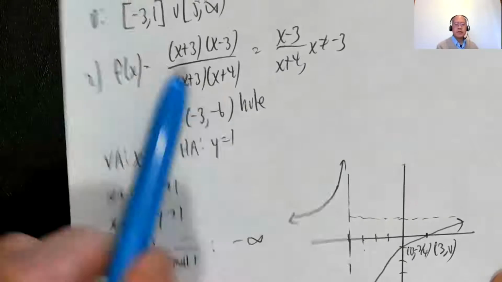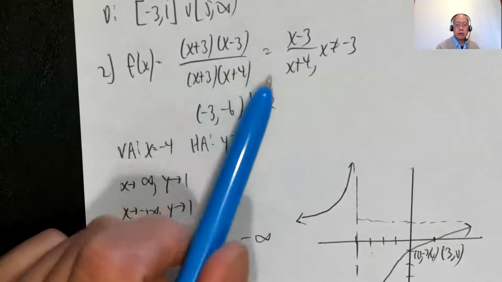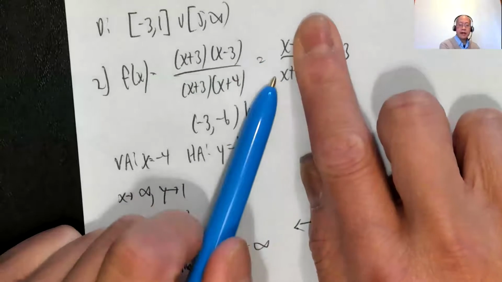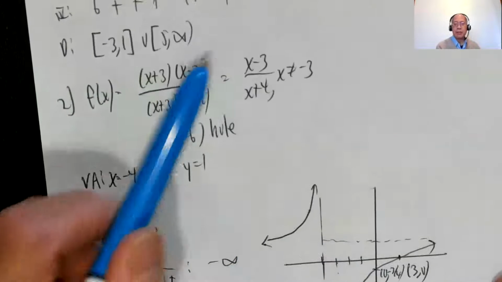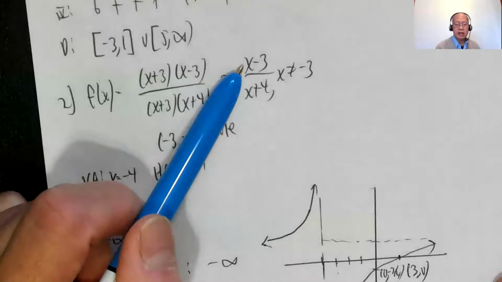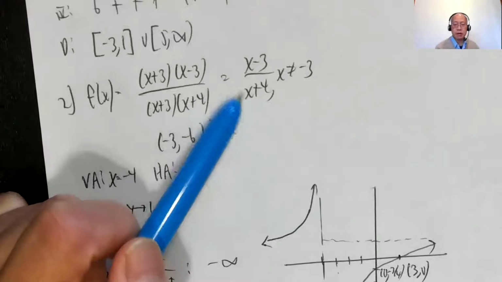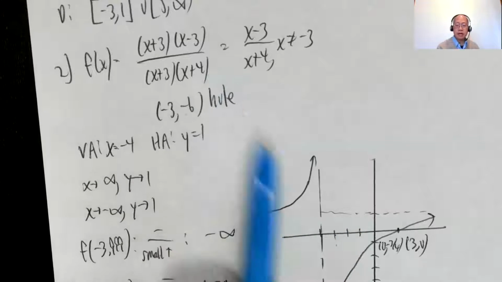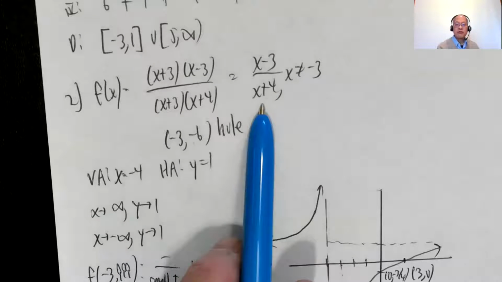So VA, vertical asymptote, x equals -4. HA, horizontal asymptote. First degree, so just look at x over x, which is 1. So y equals 1 is an asymptote. If I plug in a billion, minus 3 is practically a billion. A billion plus 4 is practically a billion. So a billion divided by a billion is 1. Likewise, if I plug in -1 billion, same kind of thing happens. Okay, and so I only have one vertical asymptote.